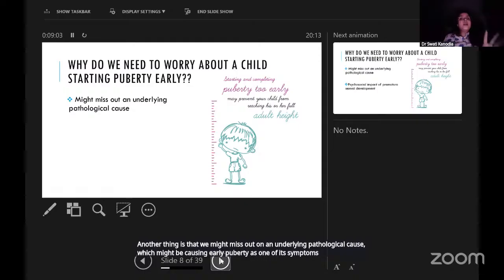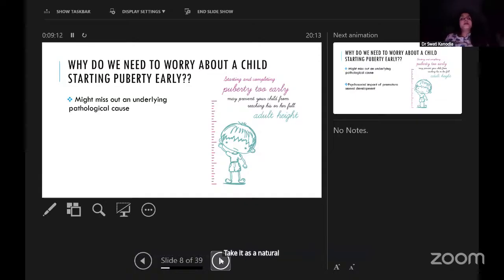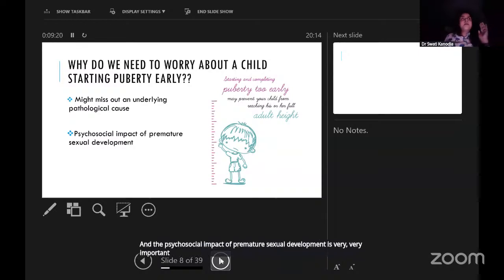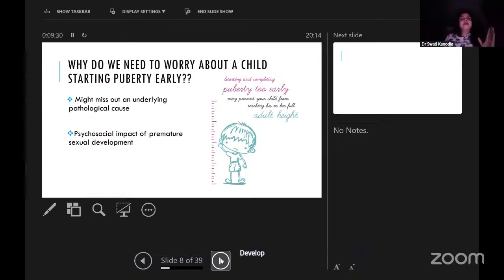Okay, so there are a lot of pathological conditions which can present as early puberty, which might be missed out if we do not investigate and just take it as a natural, normal phenomenon occurring early. And the psychosocial impact of premature sexual development is very, very important because a child's mind and body might not be ready for the changes that are happening, and it may cause a long lasting impact on the child's development and brain and thinking process.